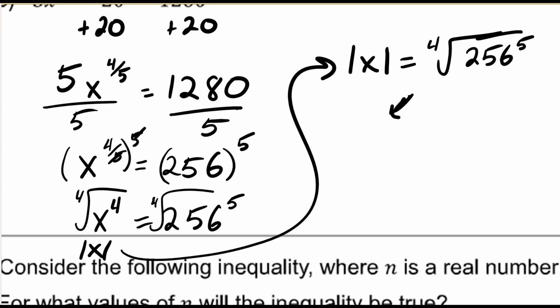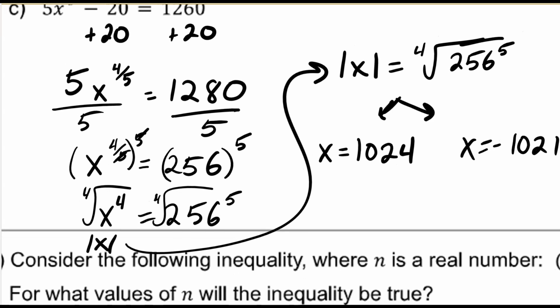Or in other words, that x is equal to, and then if you don't know what the 4th root of 256 is, you can check your calculator for that. And then you could raise it to the 5th power, because you actually do get a pretty nice integer out of this, where x is equal to the positive version of whatever that reduces to, and the negative version of whatever that reduces to. You do not need to show this step in your work.